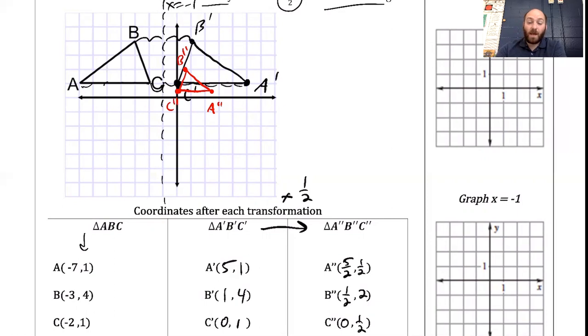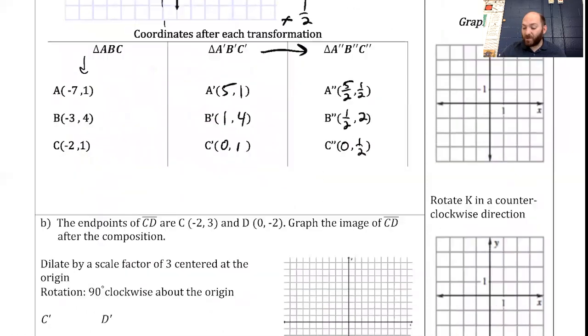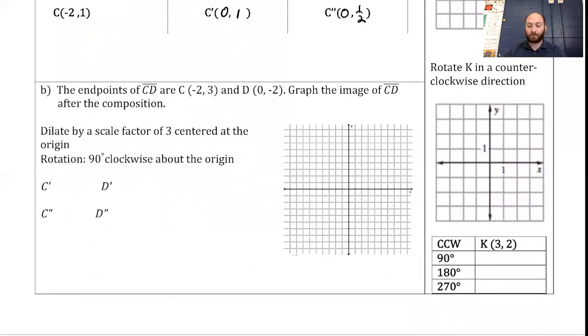All we're doing is multiple transformations, but one of the transformations is a dilation, and maybe I do the dilation first, like this one. What I have here is the endpoints of CD at -2, 3 and 0, -2. Graph the image of CD after the composition. So dilate by a scale factor of 3 centered at the origin. Doing this means I'm just multiplying everything by 3. So this gets multiplied by 3 and that gets multiplied by 3.